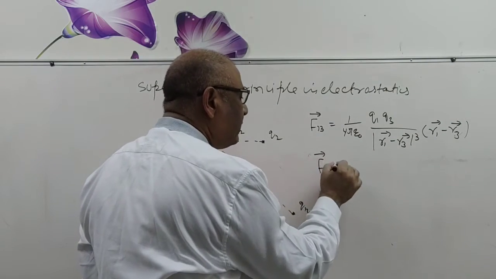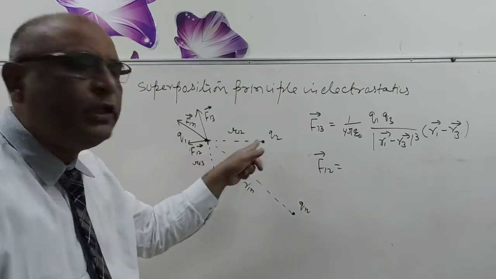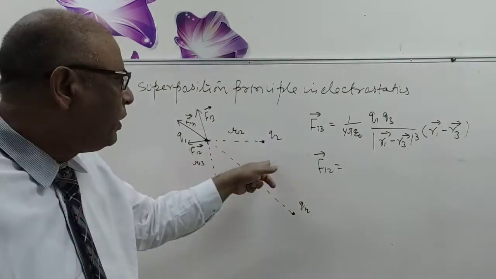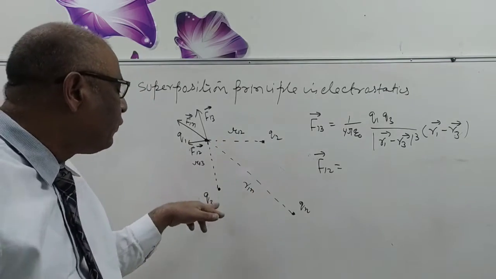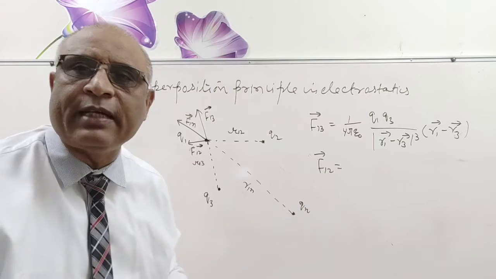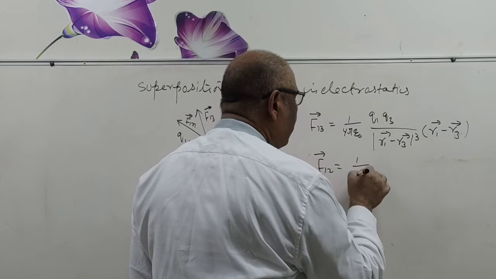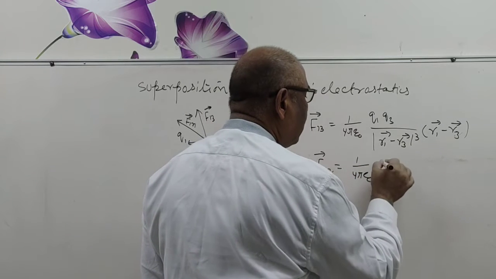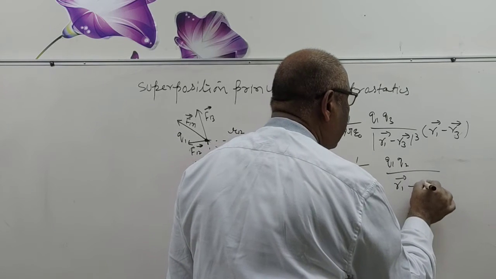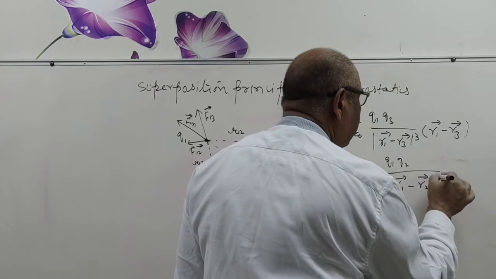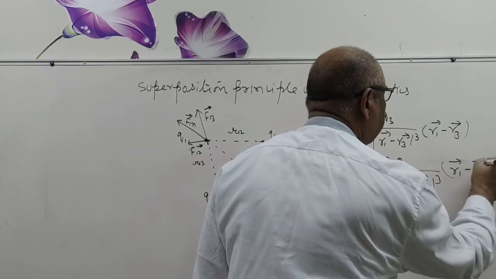Now what is the vector F12? This is the force on Q1 due to Q2. When we consider the force between Q1 and Q2, we do not consider the force due to Q3 and Qn. Their effects are neglected, not taken into consideration. So F12 equals 1 upon 4 pi epsilon naught, Q1 Q2, times the vector R1 minus vector R2, divided by the modulus of R1 minus R2 cubed.